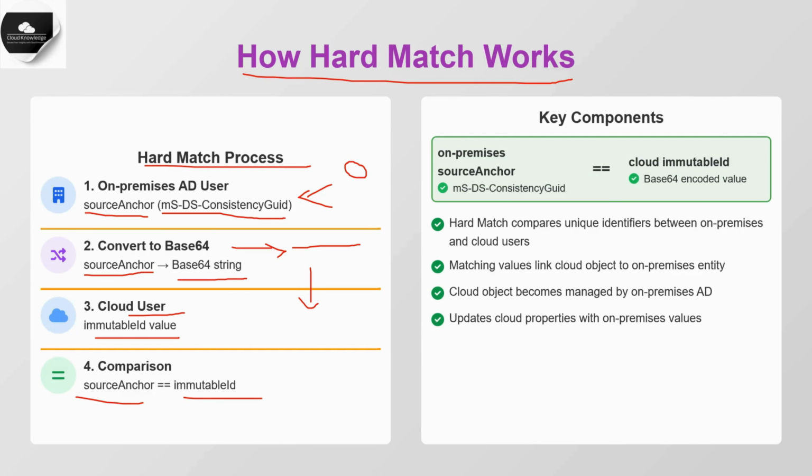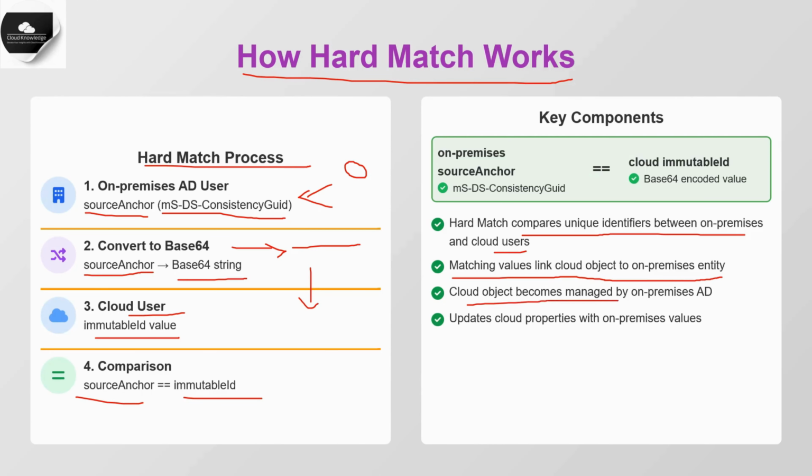We have a couple of commands that we will run using PowerShell, and I will help you with them. Once that is done, we can successfully activate the hard match. A hard match compares unique values from on-premises and cloud users, where the immutable ID is the unique one. Matching values link cloud objects to the on-premises entity.